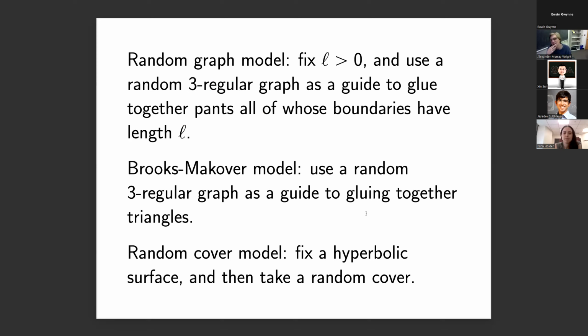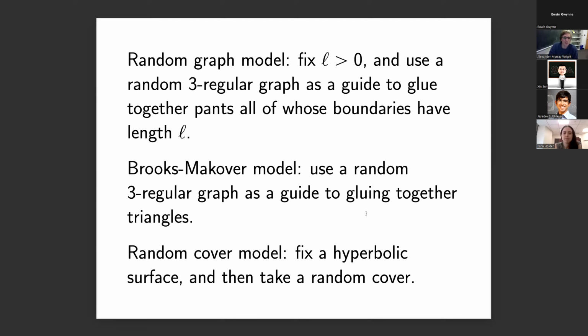And so the most naive model, if you want to really connect to three regular graphs, is maybe you fix some cuff length little l and take a bunch of pants of exactly that cuff length, and you glue them together according to the pattern of a uniformly chosen random three regular graph. And you can do that. It's not a popular model because there's not a lot that can be said beyond the obvious, that you can make a coarse comparison to a three regular graph. But you could do that. That's probably the most obvious thing.